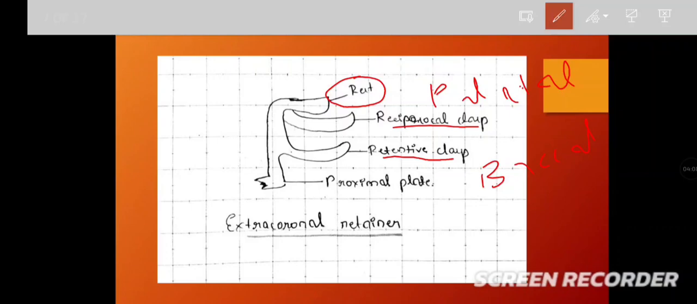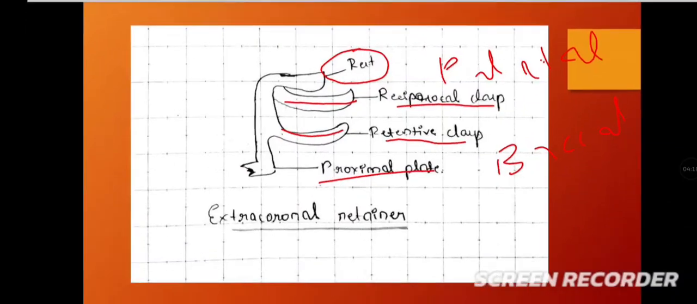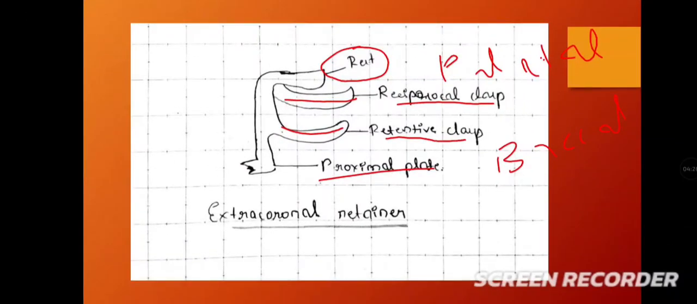Next you can see two metal extensions called retentive clasp and reciprocal clasp, as I already told you. Then comes a proximal plate. It will give you the parallel path of insertion. These all lie on the surface of the tooth, hence they are called extracoronal clasps.